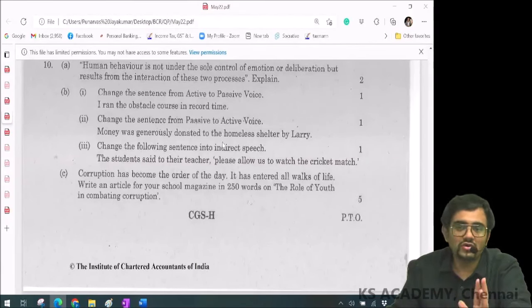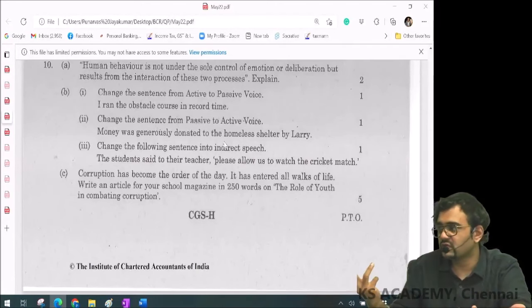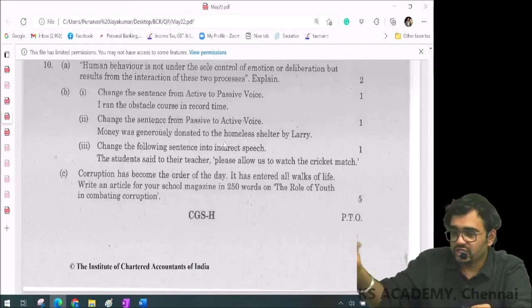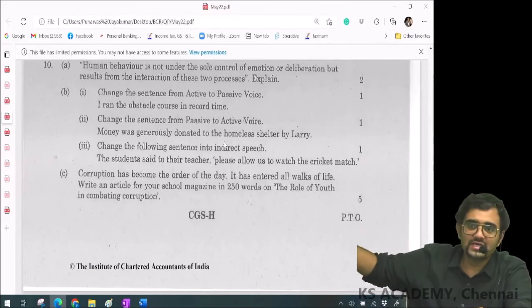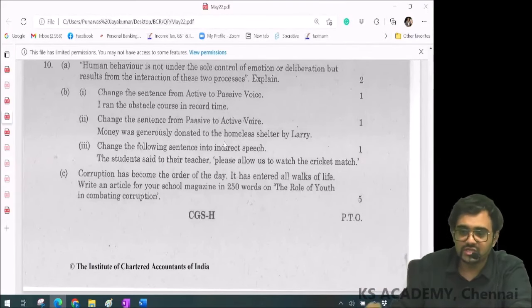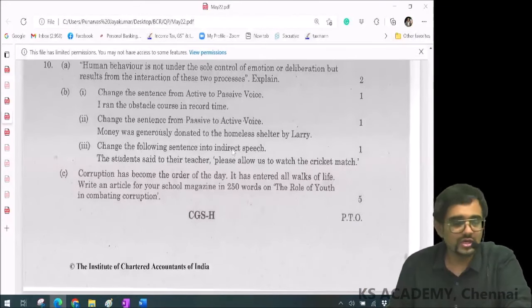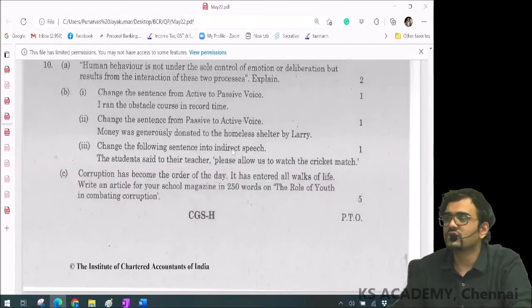If you can score full marks in other questions, only then attempt this question, because 7 is a good mark. 7 out of 10 is excellent. But if you are not at all sure about that direct indirect speech, not sure about that first question, "Human behavior is not under the sole control", some theory question that you don't know, it is better to skip this question.